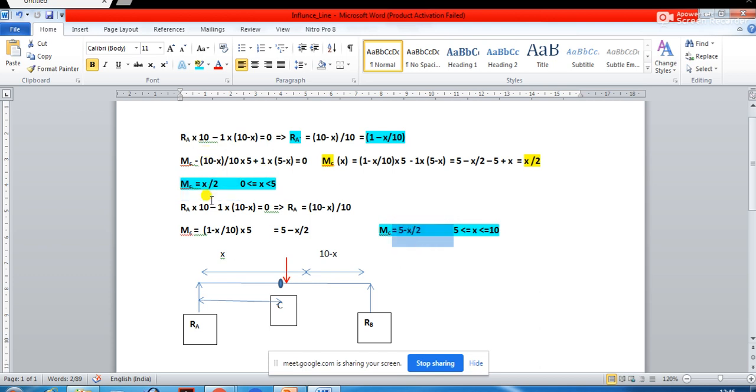Now if you put the values of x over here, I will be showing in the presentation, if you put the values of x considering these limits of x, then you are going to get the values of the ordinate for the influence line diagram at different points. That is going to be exactly the same as whatever we have found out earlier using that method of step by step calculation of reactions and moments. Okay, so let us go to the slide and see.